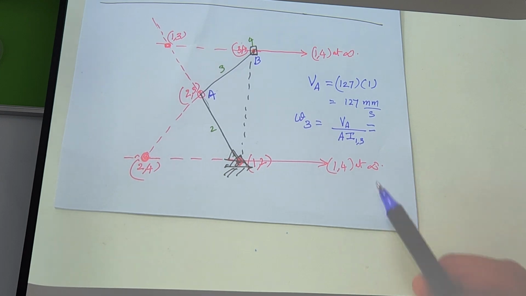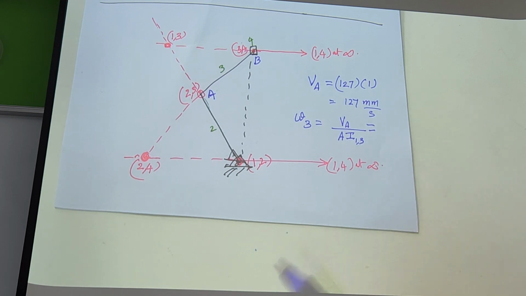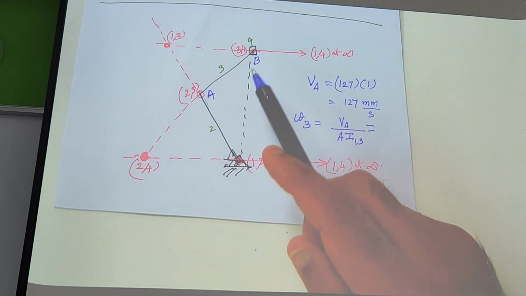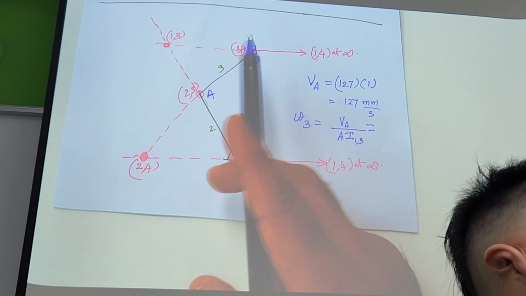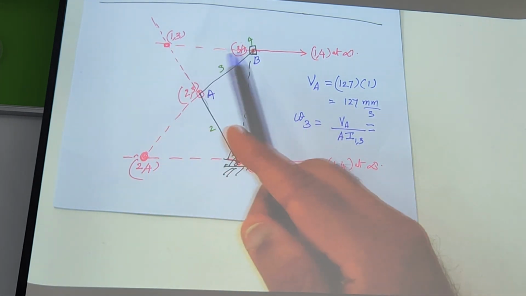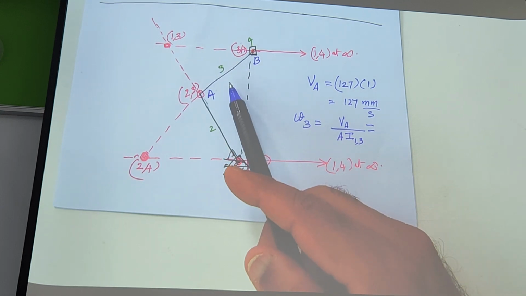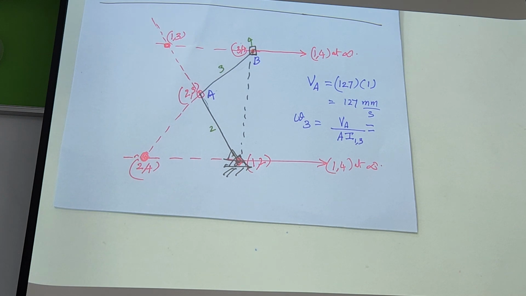So you can also calculate velocity B. Once you know omega 3, you can calculate velocity B. For B on link 3, the distance is from B to instantaneous center 1 3, multiplied by omega 3. So that gives the velocity of B.